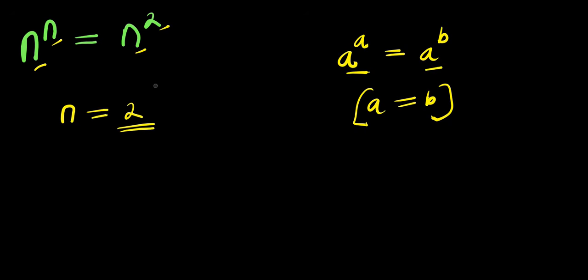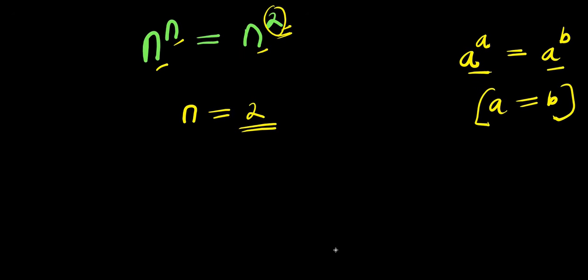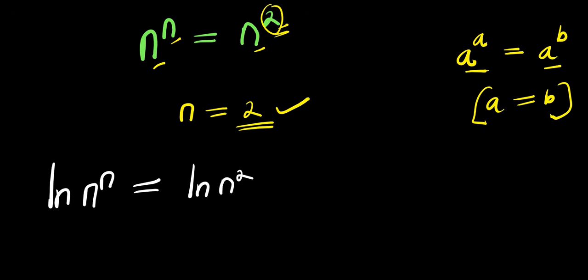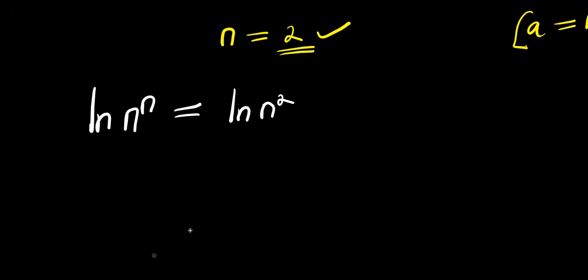Now, by having 2 here at the exponent, it means we are going to have two different solutions. But we have gotten one solution here. To solve for the other values of n, let's make use of this method. I can decide to take the natural log of n power n equals natural log of n power 2. Now, if you have natural log of b power c, this equals c times natural log of b.